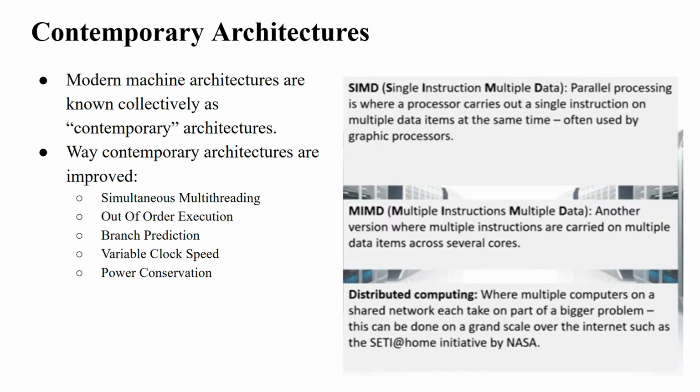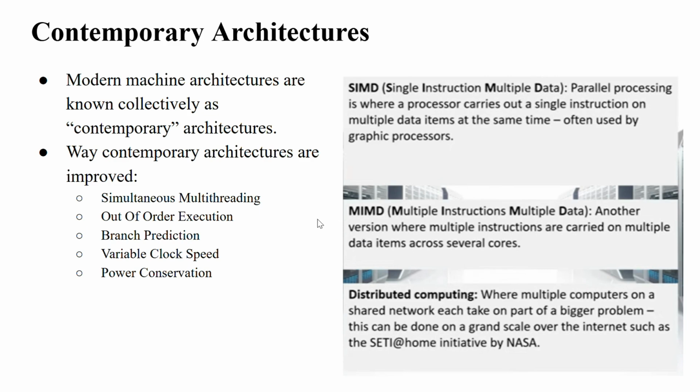Contemporary architecture. Modern machine architectures are known as contemporary architectures. The ways contemporary architectures are improved are by simultaneous multithreading, out-of-order execution, branch prediction, variable clock speed, and power conservation. Those things are beyond our specification, but we might need to list how contemporary architectures are improved. We don't really need to elaborate on them any further.